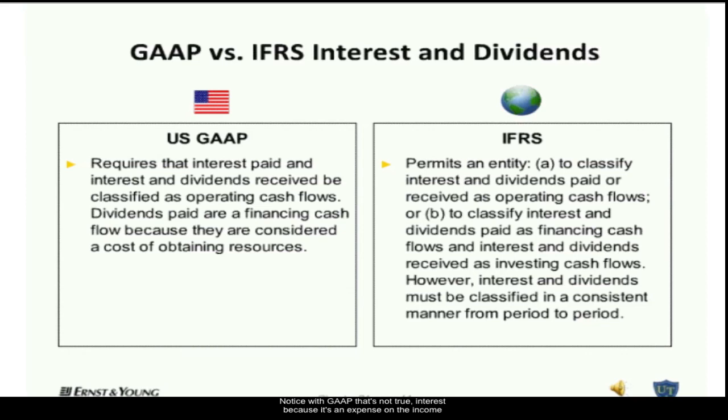Interest, because it's an expense on the income statement, would be an operating cash flow, whereas dividends paid out to shareholders are considered a financing activity. So under IFRS, companies can classify those flows in similar sections of the statement of cash flows. They merely have to be consistent from one period to the next.